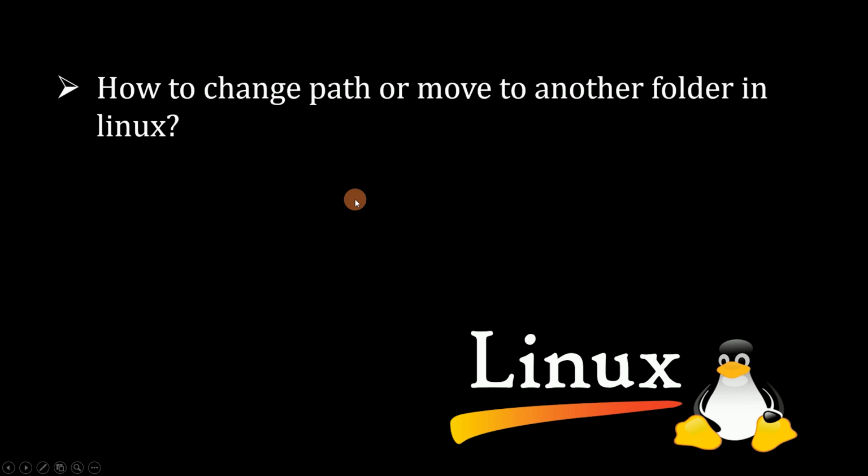Now how to change path or move to another folder in Linux? How can we do that? You can use the command cd followed by the path or folder, or you can use cd ... cd .. will move to the parent directory. Suppose folder is a directory and path is the parent directory of folder. If you are under folder, then cd .. will move you to the path directory. There is one more command, cd -. It moves you to the previous directory.